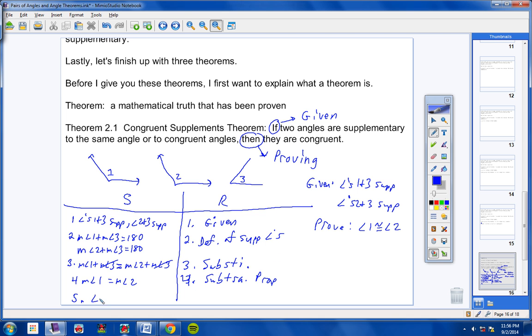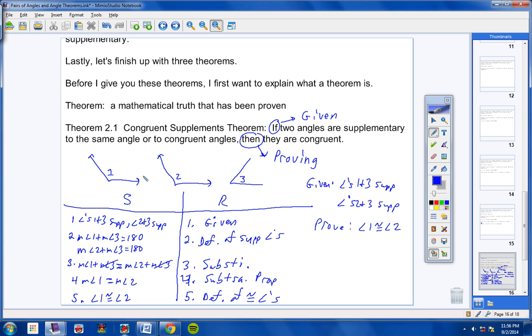Now we can state that angle 1 is congruent to angle 2, right? If two angles are equal, then they're also congruent. And the reason would be definition of congruent angles. There we go. Okay, so we proved a theorem.